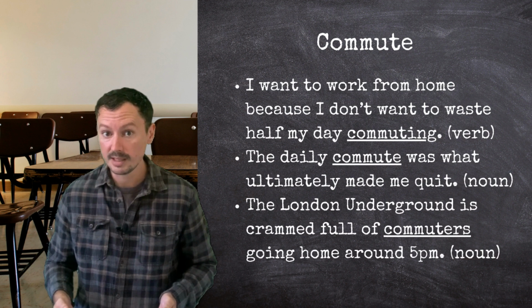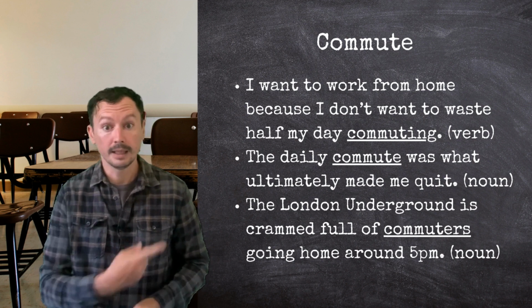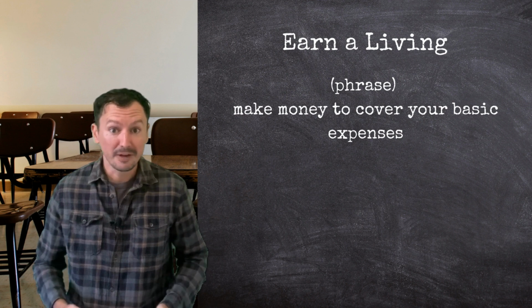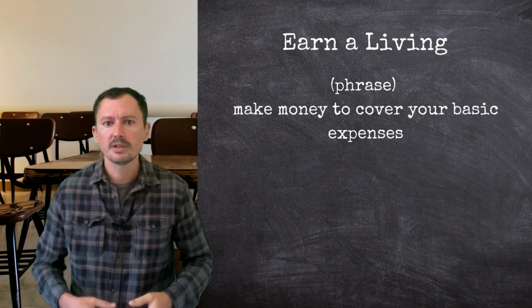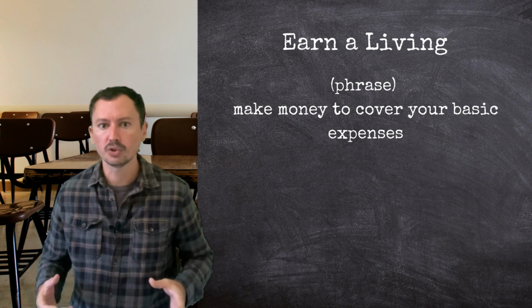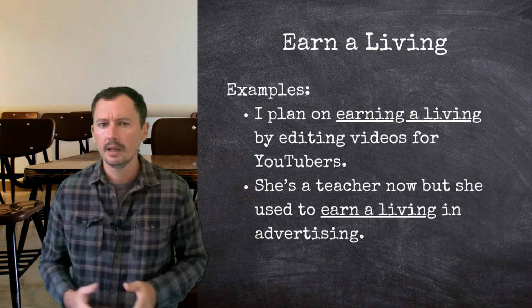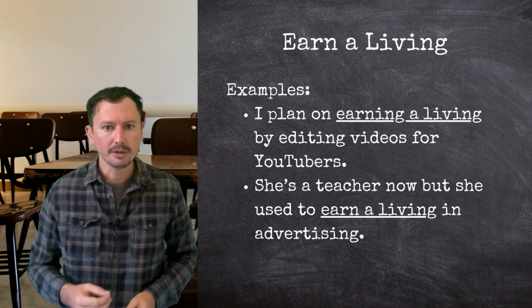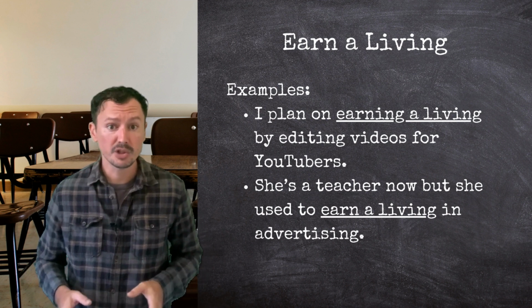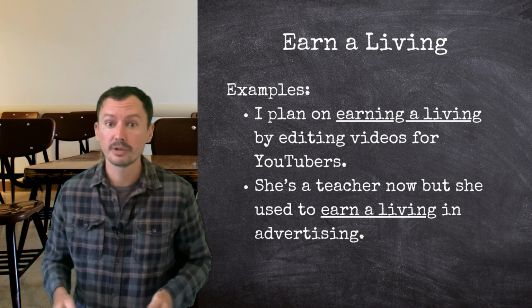When a person does this, they become a commuter. Here are some examples. Our next word is not actually a word, it's a phrase: earn a living. This means to make money, with the inference being that it is your main job and will pay most or all of your living expenses. We could say, for example, I plan on earning a living by editing videos for YouTubers, or she's a teacher now, but she used to earn a living in advertising.